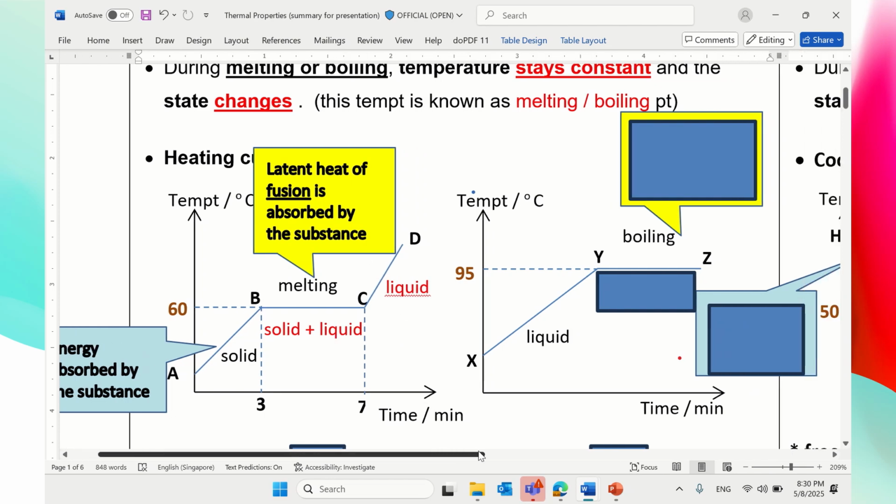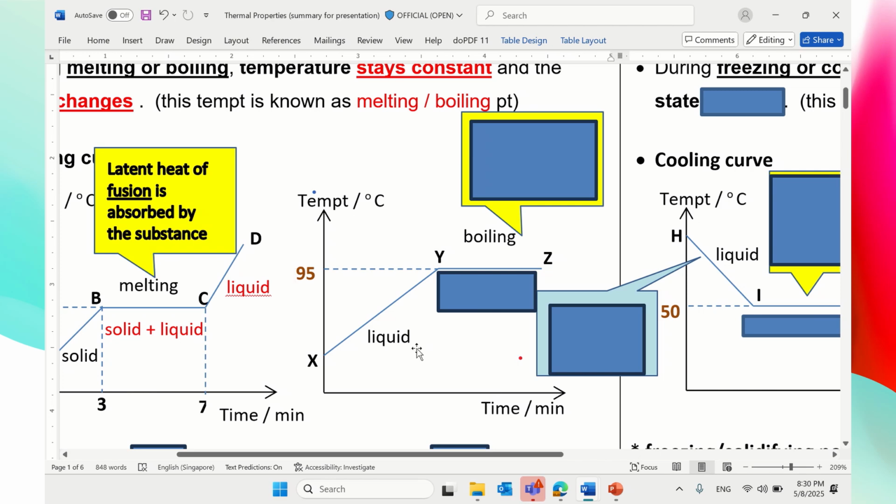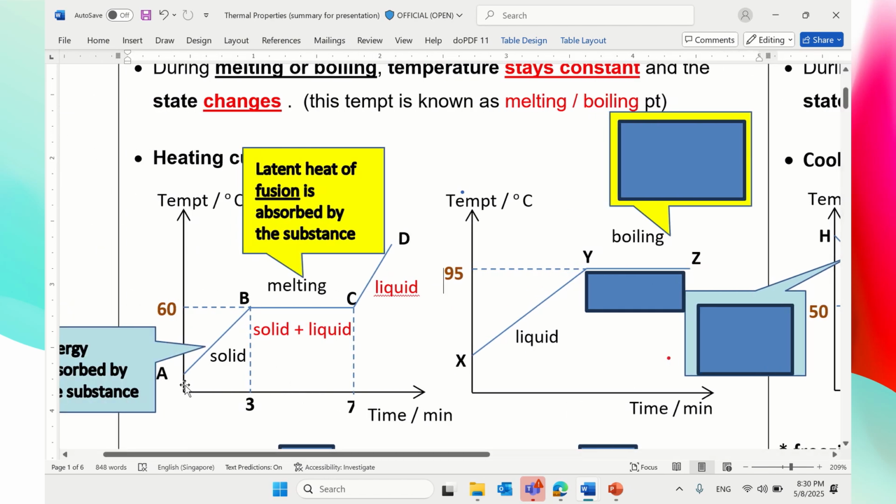And then similarly, when it comes to this heating curve on the right hand side, you can see that there is only one step. The graph is only one step, unlike the one on the left where you see one step and then it continues to go up from C to D.